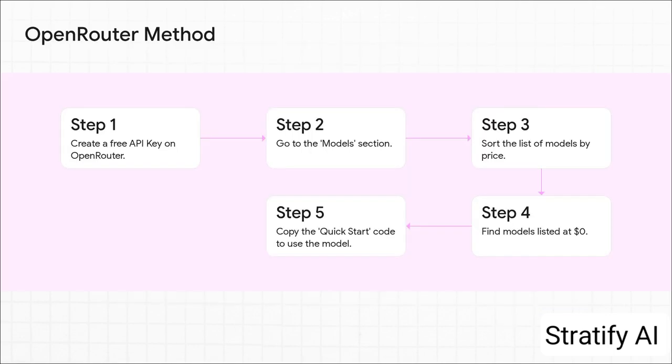So let's just break it down. First, you create your free API key on OpenRouter. Then you head over to the Models section. Now here's the key. Sort the whole list by price. You'll see a bunch of models listed at $0. Just pick one, grab the Quick Start code snippet, and you are good to go.